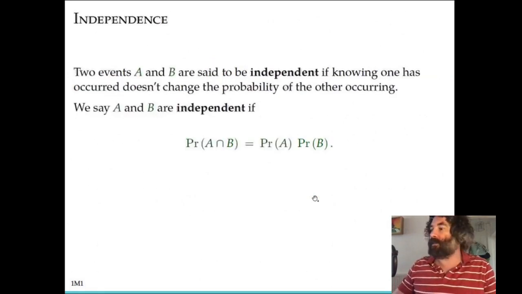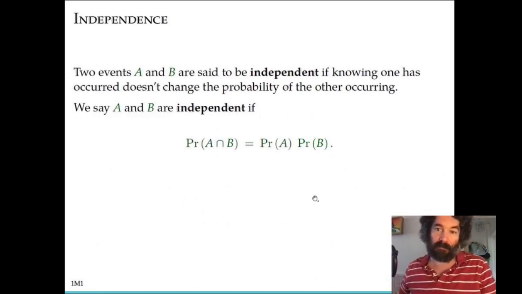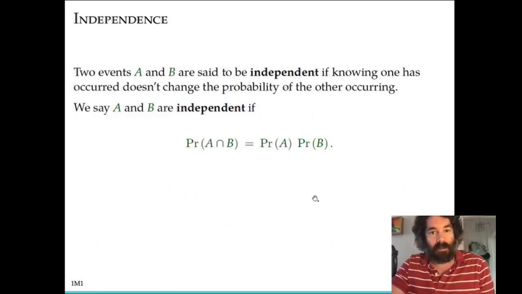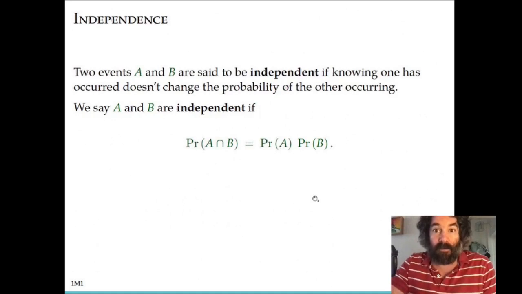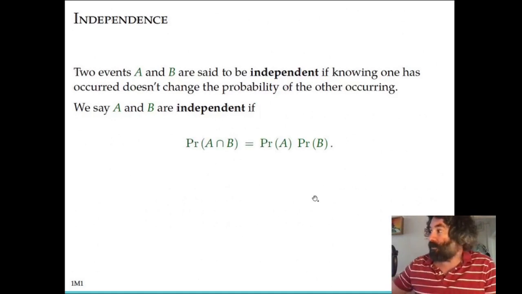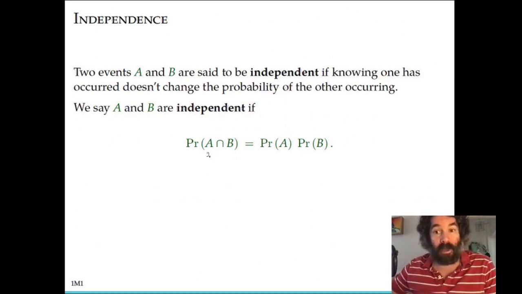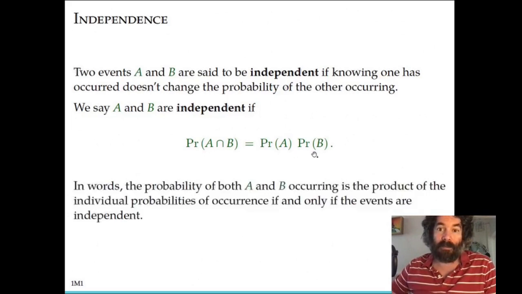Now we're going to discuss the concept of independent events. So 2 events are independent if knowing one has occurred doesn't change the probability of the other occurring. So in particular, we say the events are independent if this formula is satisfied. The probability of A and B is equal to the probability of A, event A, times the probability of B.